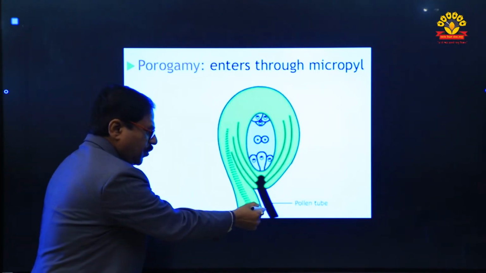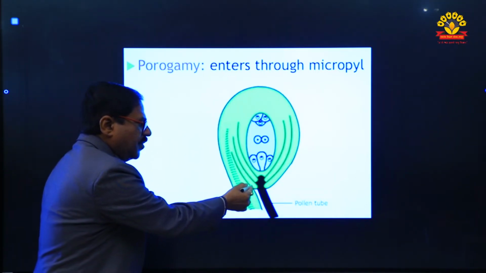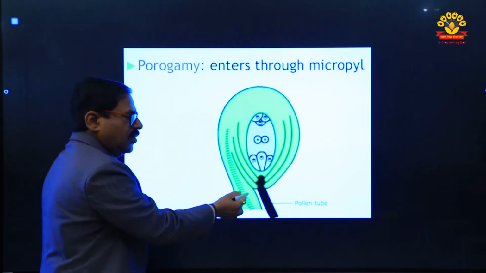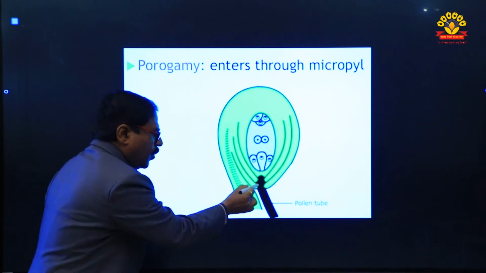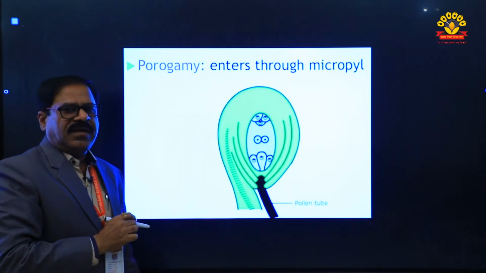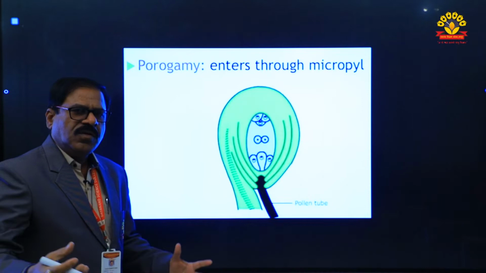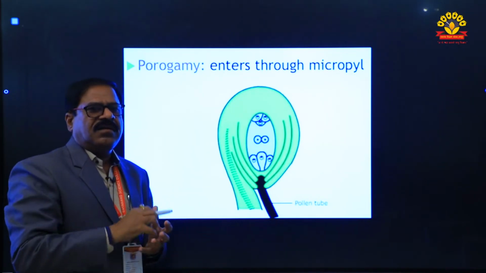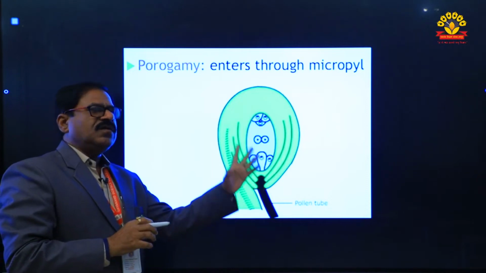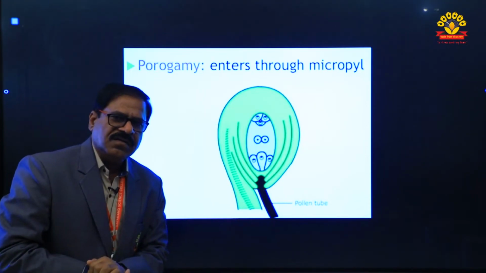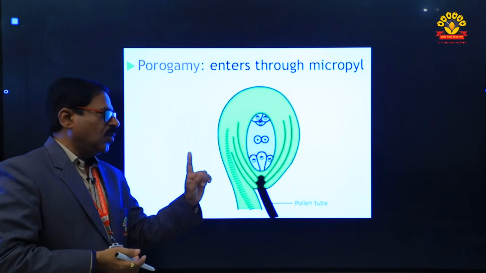Observe here, this black colored structure is the pollen tube, this one is known as the ovule, and the ovule has a small opening, this opening is known as the micropyle. And when the pollen tube enters the ovule body through the micropyle, this entry is described as porogamy.